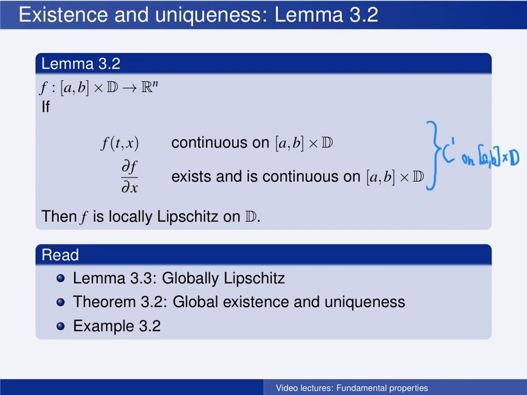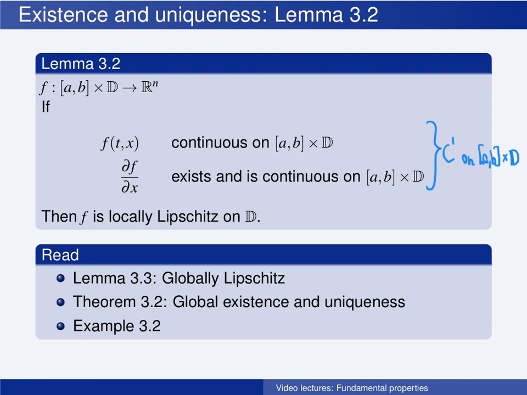You can read by yourself Lemma 3.3, which is a straightforward extension of Lemma 3.1 and which gives sufficient conditions for the function to be globally Lipschitz, and Theorem 3.2, which gives sufficient conditions for global existence and uniqueness. I also recommend you to go through Example 3.2, which illustrates how you can use the definition of Lipschitz in Theorem 3.1, and that the lemmas only give sufficient, not necessary conditions for the function being Lipschitz.